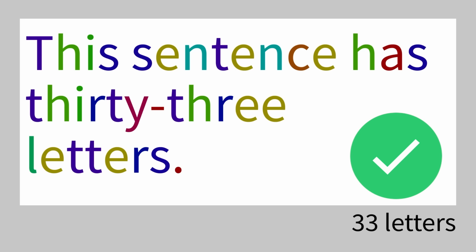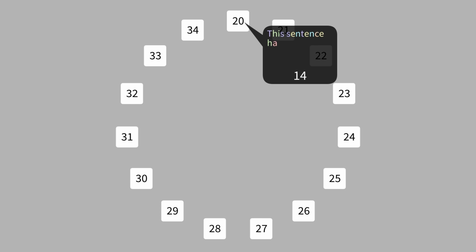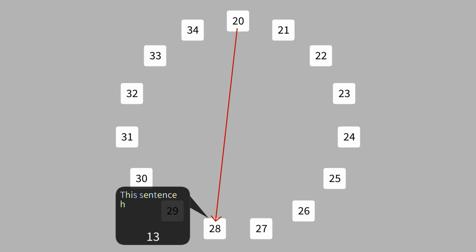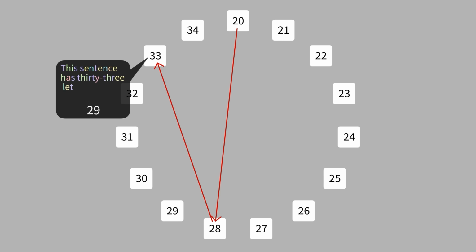We are so smart! Let's visualize this using graph theory. So we started at 20, but trying that resulted in 28 letters. So then we moved on to 28, but that led us to 33. And then it turns out that 33 leads to itself, so it's a solution.